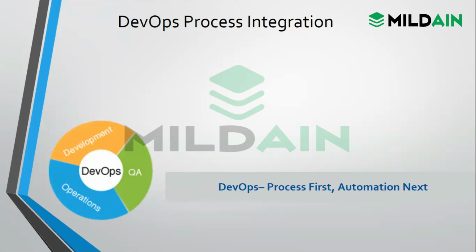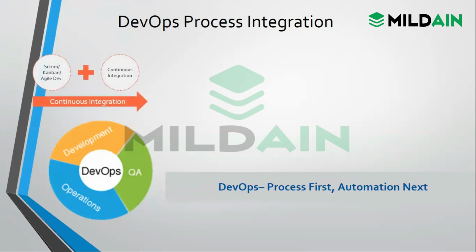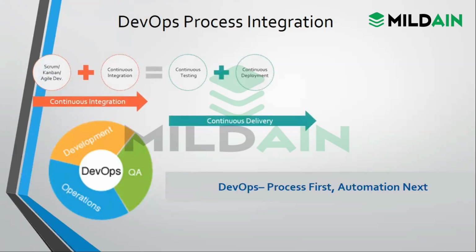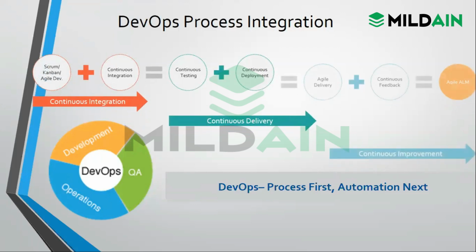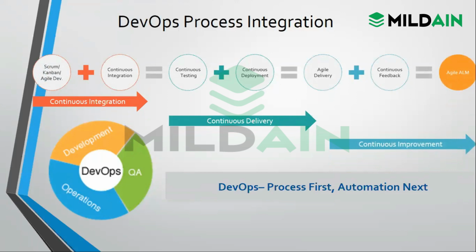So when everything is fine, it will be deployed and go to the customer immediately, and we send the feedback. So this is a complete, we call it a pipeline. If you see, we have continuous integration, then continuous delivery, and then continuous improvement. So this is a complete DevOps process.